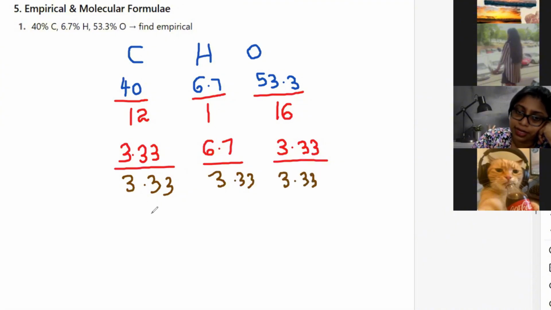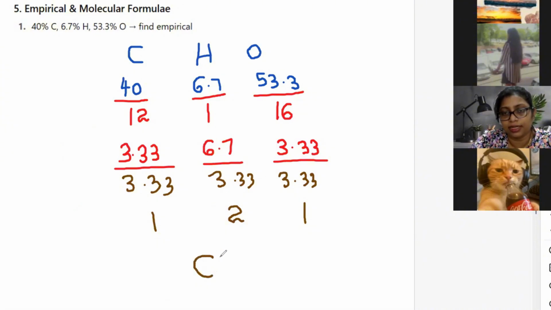Then we will get 1 here. 1 also. 6.7 divided by 3.33. 2. Yes. Rounded value is 2. So, we found 1 carbon, 2 hydrogen and 1 oxygen. So, we can write C1, hydrogen 2, no, CH2O.